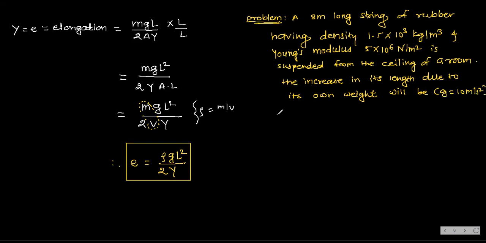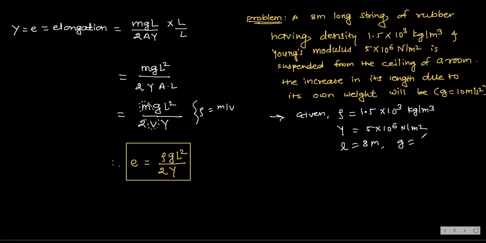Can you solve it? Yes, very easy. What is given? Density is given, 1.5 into 10 to the power 3 kilogram per meter cube. Next is Y, 5 into 10 to the power 6 Newton per meter square. And next g is also there, right? L is also given. Yes, so L is equal to 8 meter, g is equal to 10 meter per second square. Rho we have, g we have, L we have, and Y also we have. Just substitute the values and do it yourself. Can you do it yourself? Capital L, say, because in the formula we have written capital L, no problem.